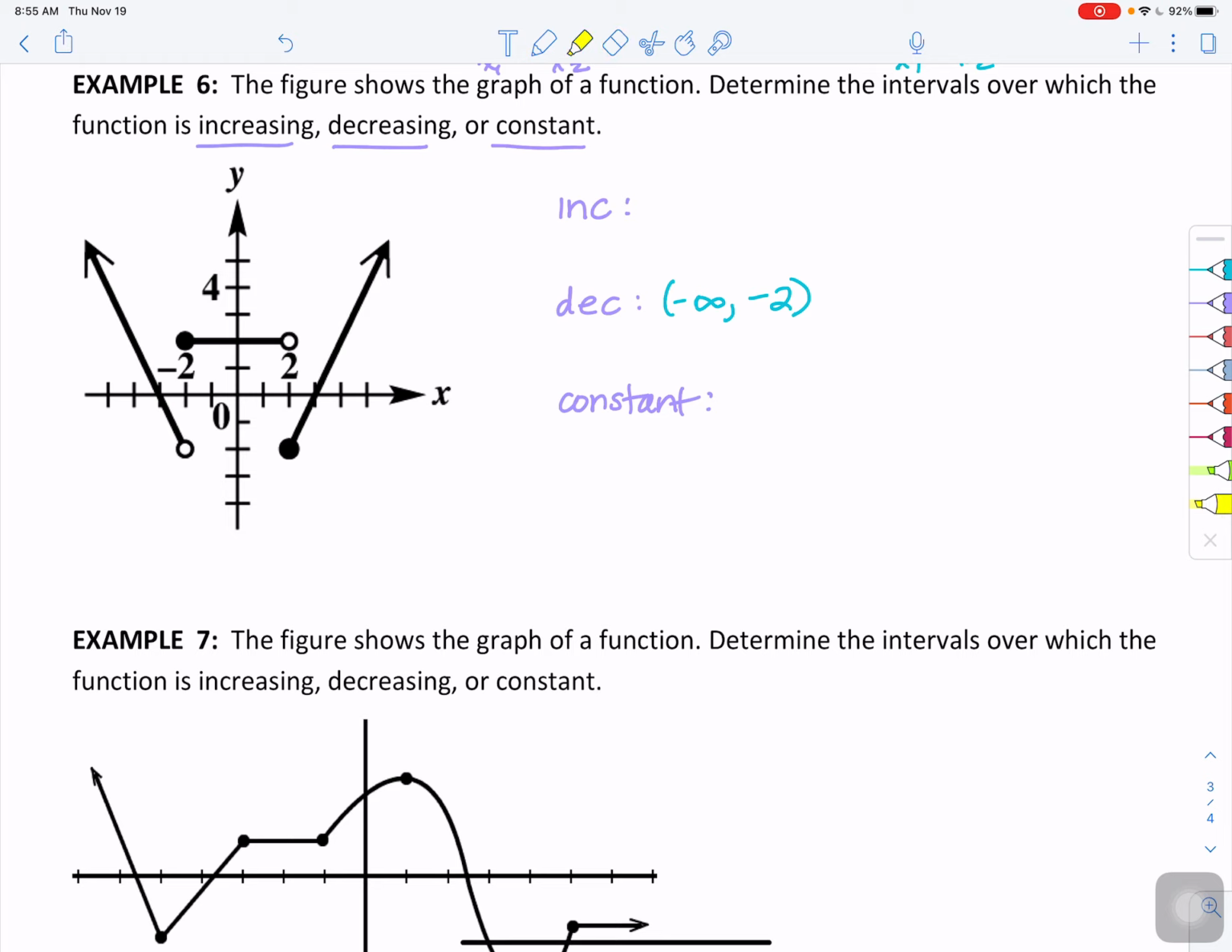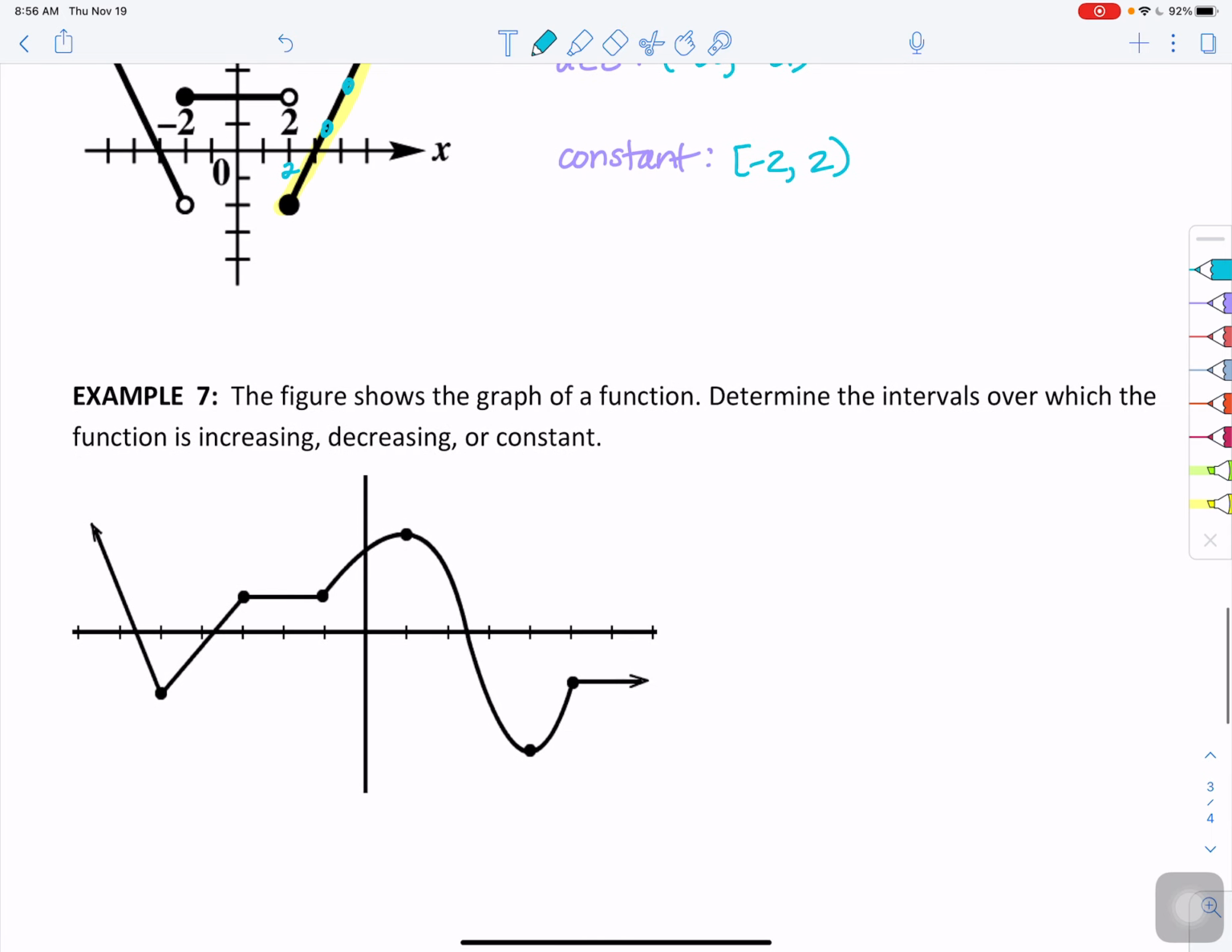Now, let's go to the next piece of the graph. As you can see, this graph is constant here. So we are constant from -2 to 2. This is a half open, half closed interval. Okay? Now, let's go to the third part of this graph. And I just moved from left to right. You don't have to do that. And as you can see, our y values are getting larger, moving from left to right. So we are increasing. It looks like that starts at 2 and goes all the way to infinity.